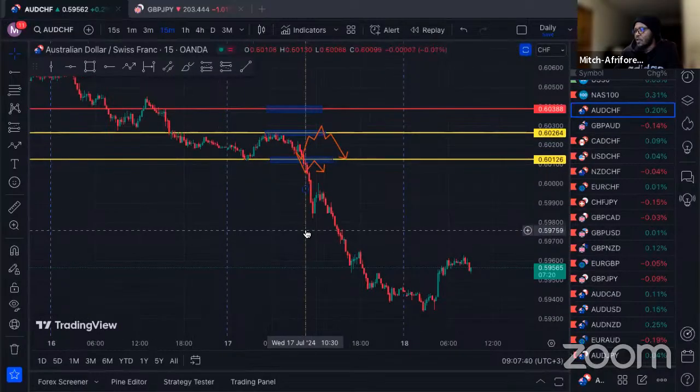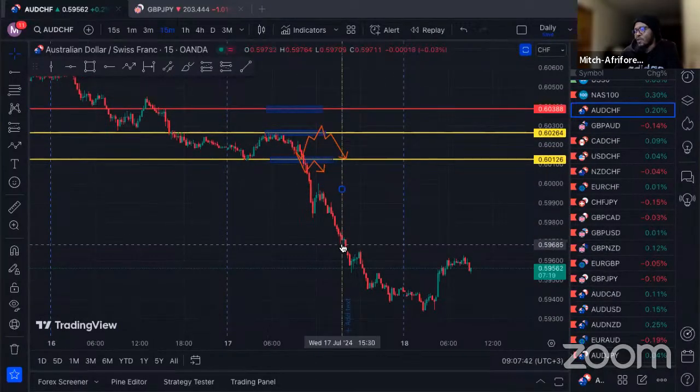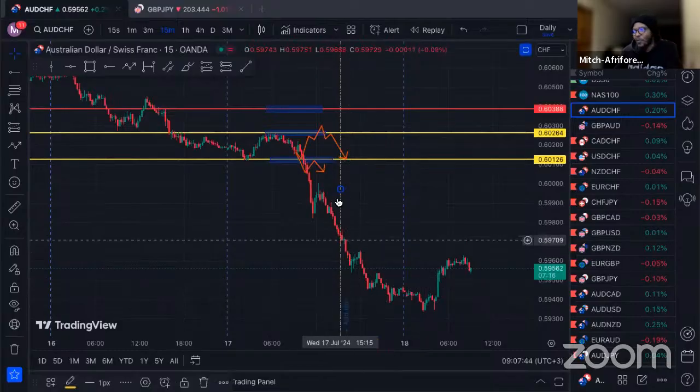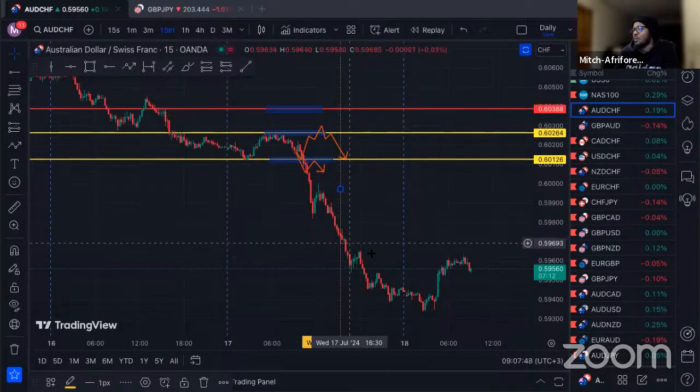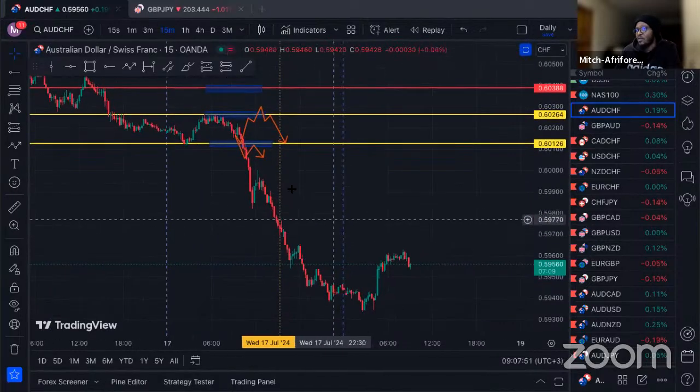Even during the US session, unfortunately, the price was already grinding to the downside. So jumping in on this later on might have been a bit difficult, but you can see the market really did come to the downside.